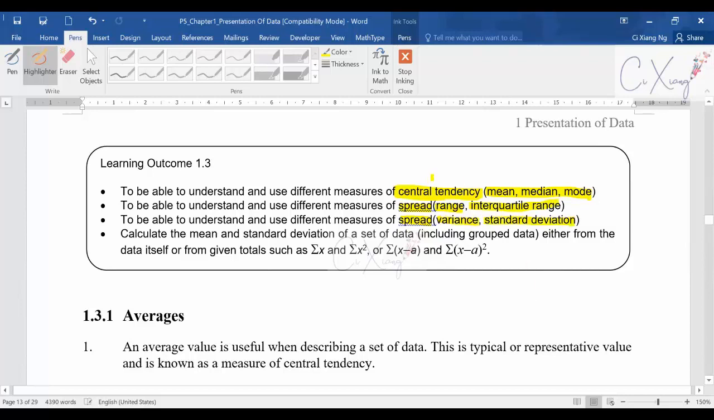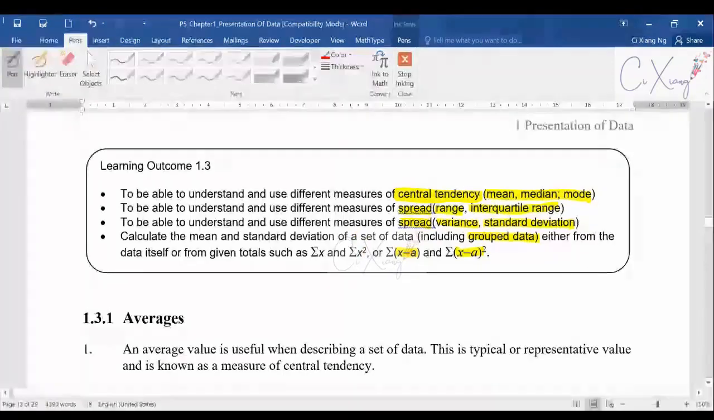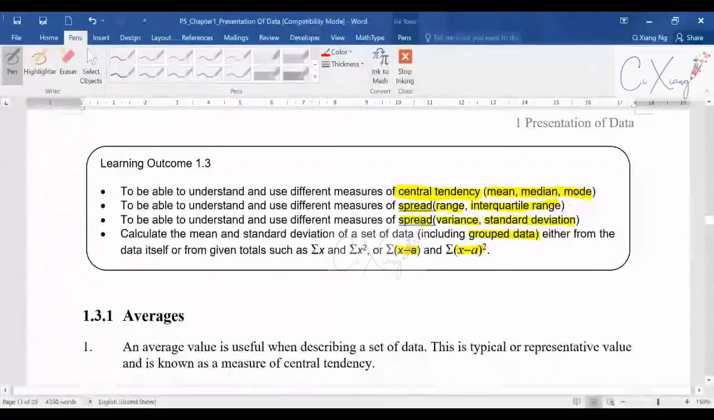All right. Then after that, you also need to know how to calculate the mean and standard deviation, including the group data, and also using the coding method. So there are many things to cover here, and of course, for this video, we are not able to cover all. So for this video, we might only cover the main part, which is the mean first, and then next video we need to cover median and so on.